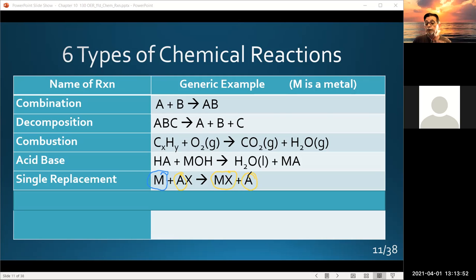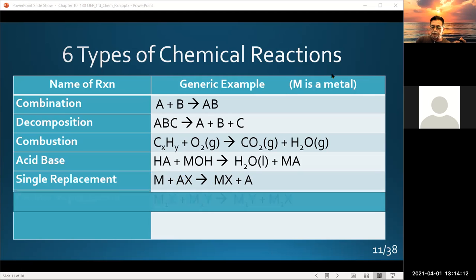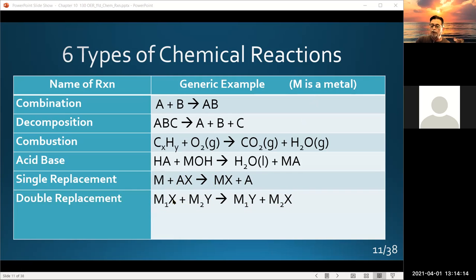A classic example of this type of reaction is plating. We're all familiar with plating, where you maybe have jewelry that's been plated with gold. That's a good example of a single replacement reaction. Then the last one we call a double replacement reaction, where both metals, now the subscript 1, subscript 2, that's not telling you the quantity of M, that's really telling you two different metals, metal number 1 and metal number 2.